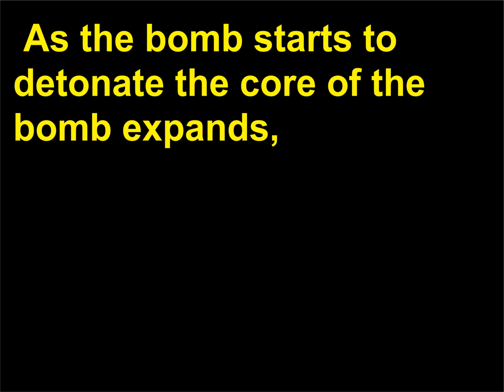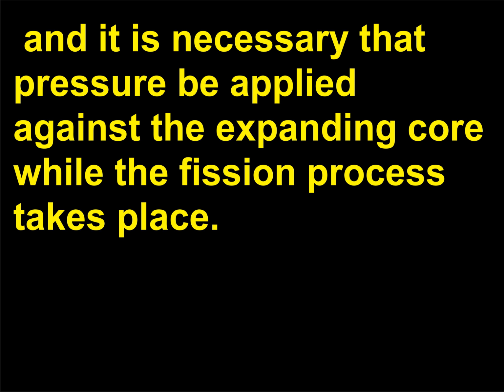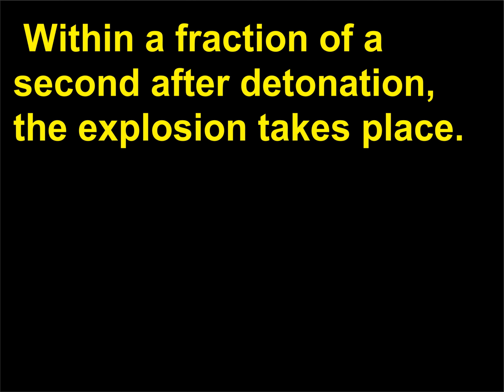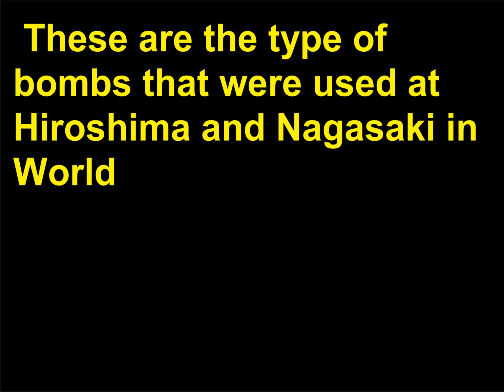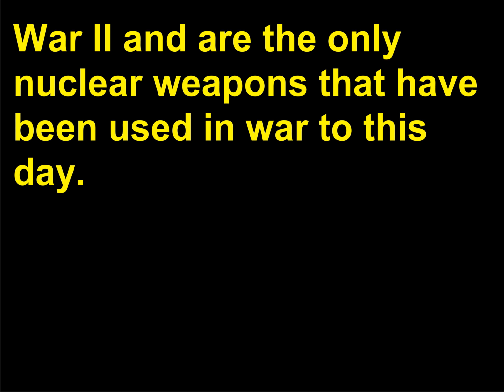As the bomb starts to detonate, the core of the bomb expands, and it is necessary that pressure be applied against the expanding core while the fission process takes place. Within a fraction of a second after detonation, the explosion takes place. These are the type of bombs that were used at Hiroshima and Nagasaki in World War II and are the only nuclear weapons that have been used in war to this day.